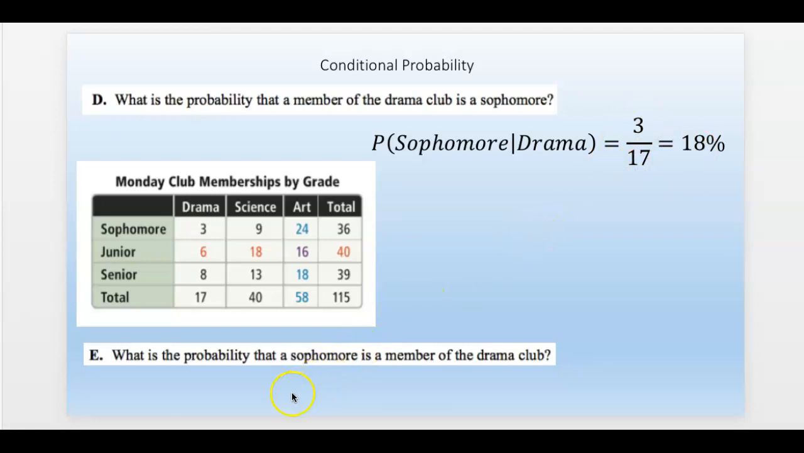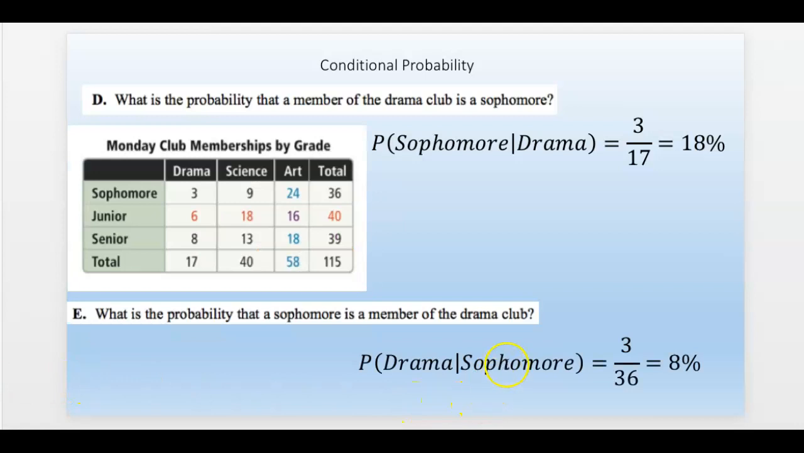And I want to show you that is different than saying, what is the probability that a sophomore is a member of the drama club? The probability is different. All right? The sophomores, we're picking from the sophomores now. All right, so the bottom number is now 36. Of the sophomores, how many are in the drama club? 3. Again, this is where the top number stays the same, but the bottom number changes. Up here, we're picking from the drama club. Down here, we're picking from all the sophomores. So the probability is much less.